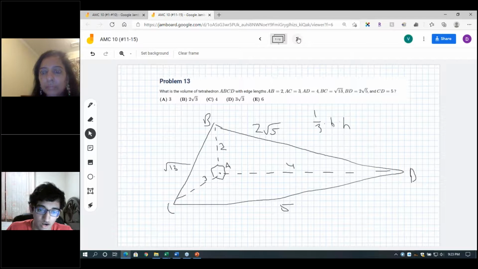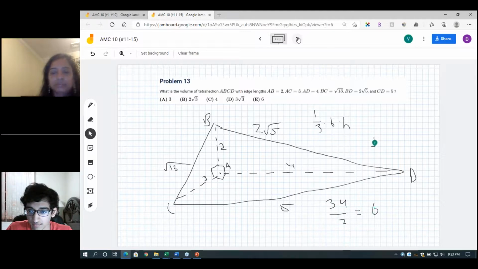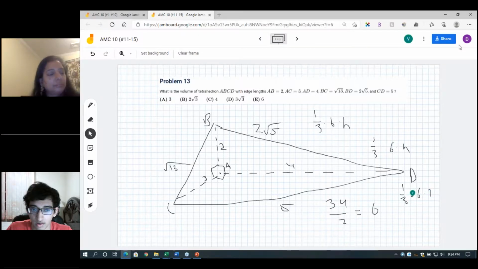So all we need to do now is find the area of this ADC triangle, which, because it's a right triangle, it's just 3 times 4 over 2, which is equal to 6. So we have 1/3 times 6 times height. And we know height is just AB, and so height equals 2. So the final answer is 1/3 times 6 times 2, and that is equal to 4.